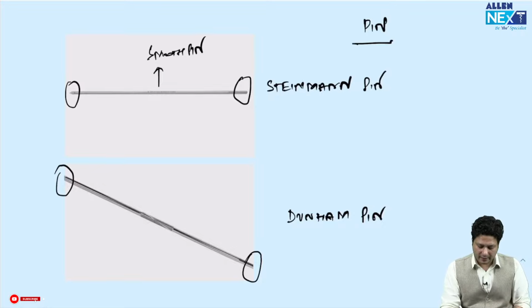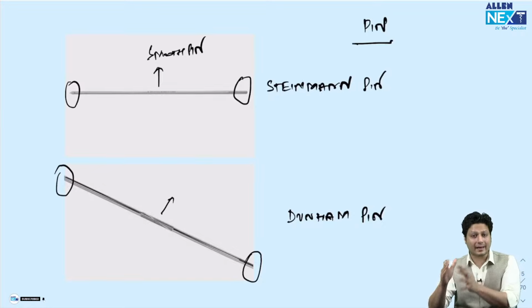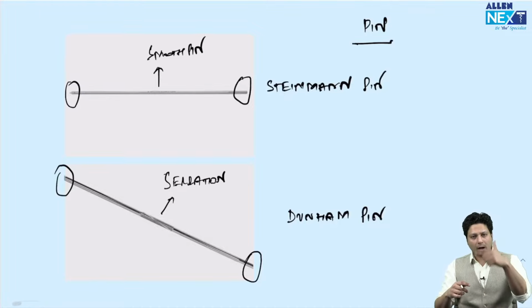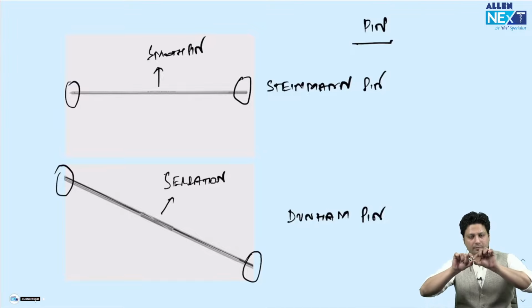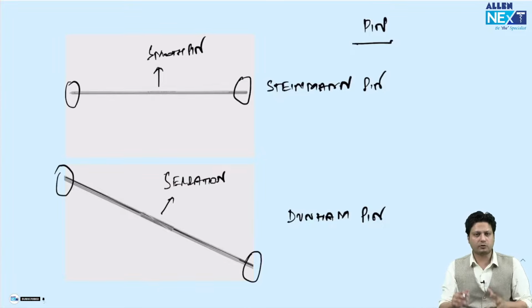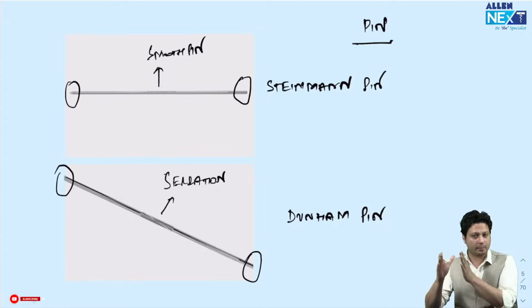On the other hand, we are having the central serrations in case of the Denham pin. There is a provision of a central serration in the middle segment of the Denham pin. Now, what is the reason why we are putting this central serration in the middle of the Denham pin? In order to get a better cortical purchase.